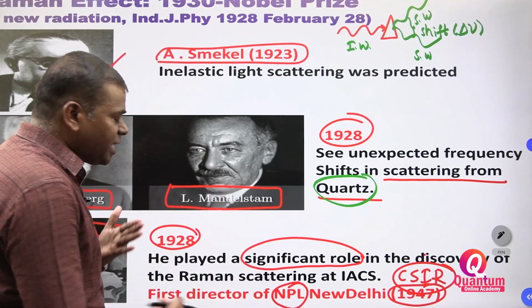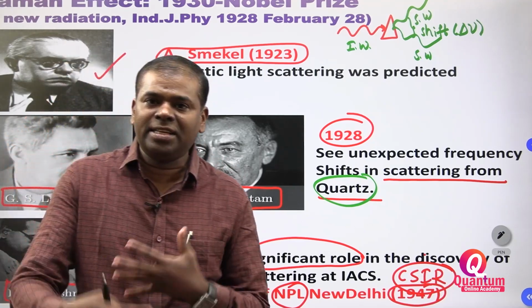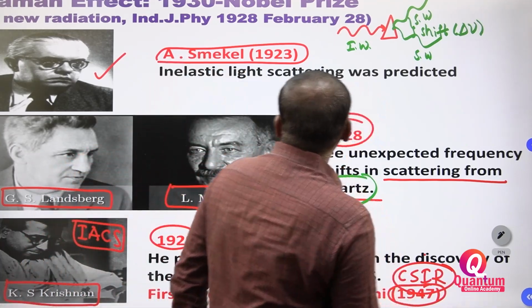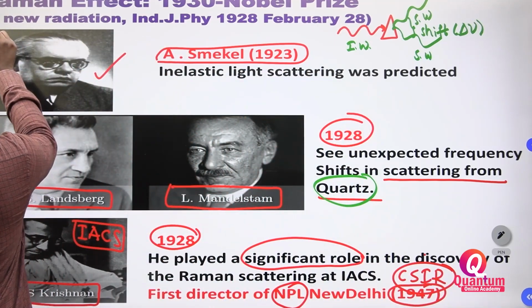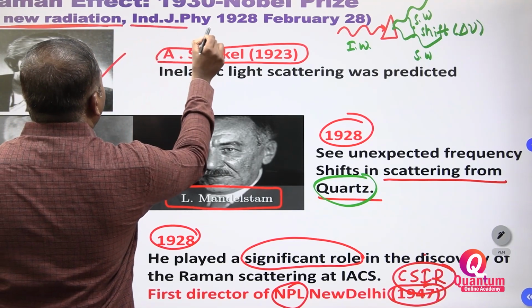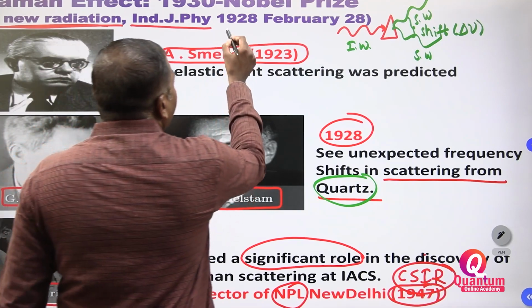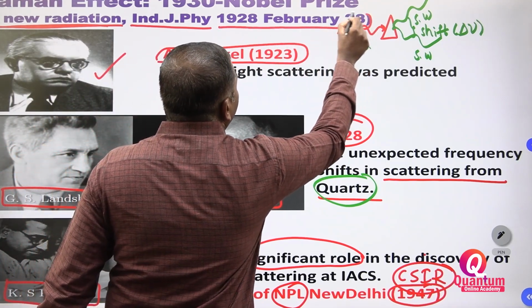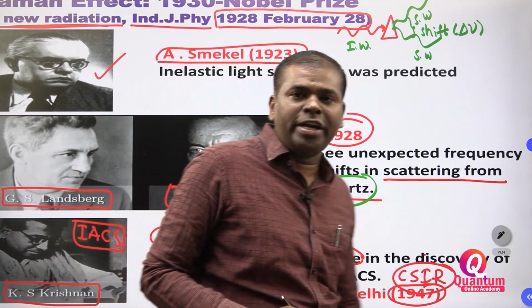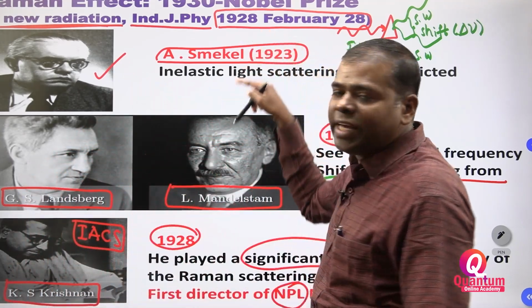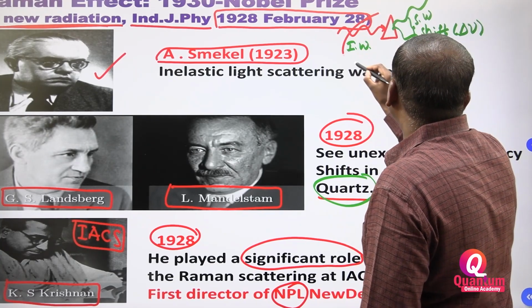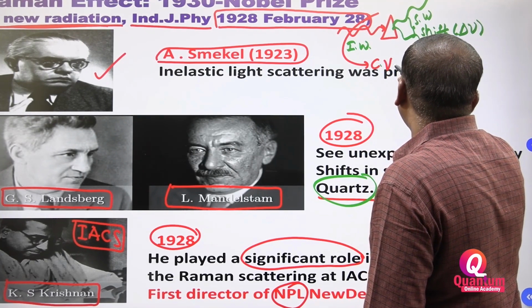K.S. Krishnan experimentally did the theory and he wrote the theory. That theory was published under the heading "A New Radiation" in the Indian Journal of Physics. It was published on 28 February 1928. Who is the author? The author is CV Raman.